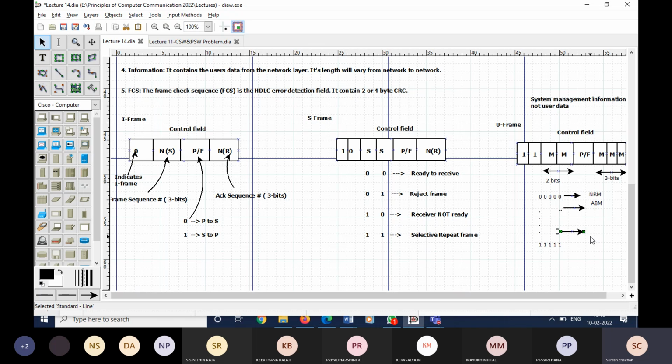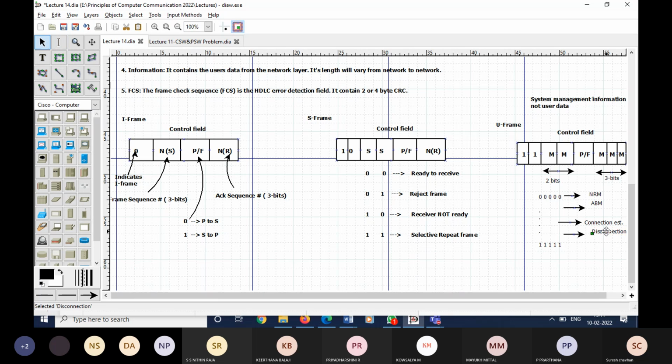For example, here, maybe some bit pattern. So maybe you can think of it as a connection. Here, this bit pattern gives the information about the connection establishment. And you can think of other management information, something like disconnection.